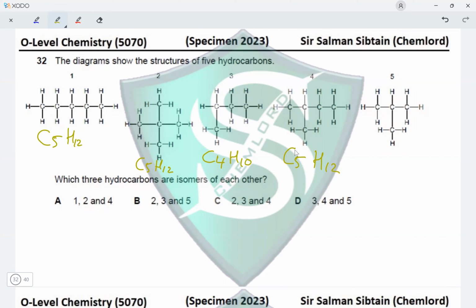Moving on to the last structure, structure 5, we see 4 carbon atoms present along with 10 hydrogen atoms. So structures 3 and 5 are isomers of each other, whereas structures 1, 2, and 4 are isomers of each other. And our question asks, which 3 hydrocarbons are isomers of each other? So the 3 hydrocarbons that are isomers of each other are structures 1, 2, and 4, which makes option A the correct option for this question.